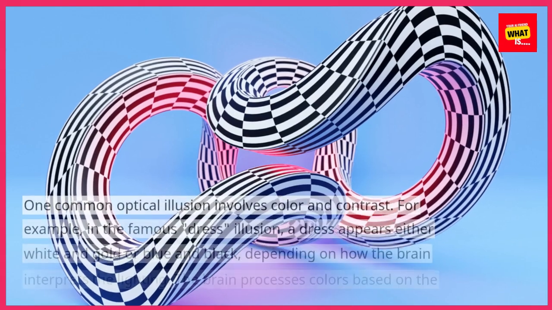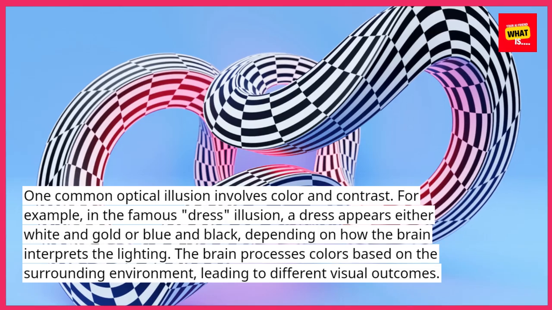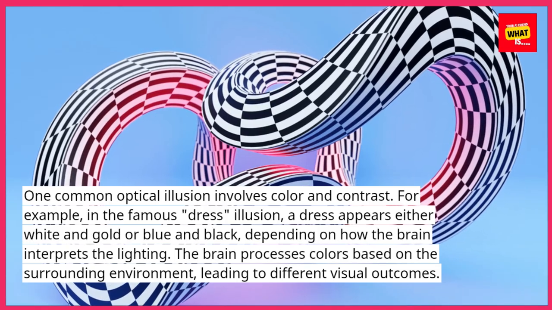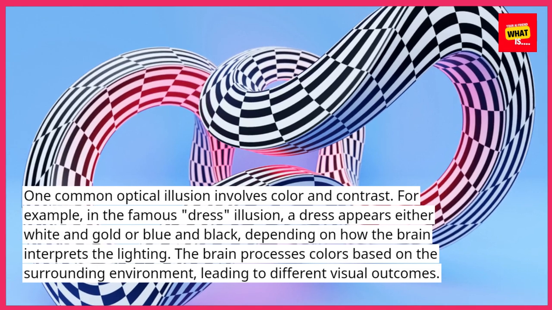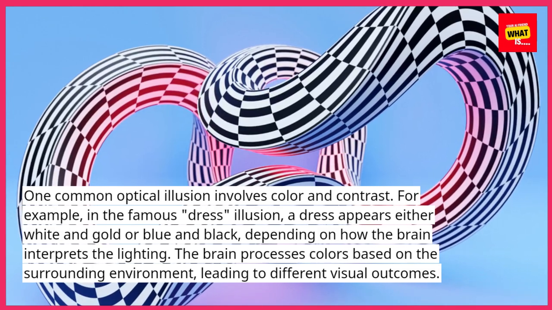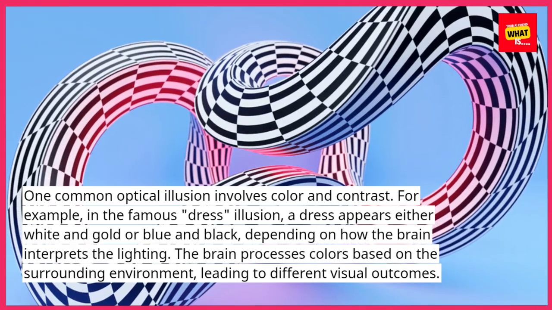The brain's interpretation of color and contrast. One common optical illusion involves color and contrast. For example, in the famous dress illusion, a dress appears either white and gold or blue and black, depending on how the brain interprets the lighting. The brain processes colors based on the surrounding environment, leading to different visual outcomes.